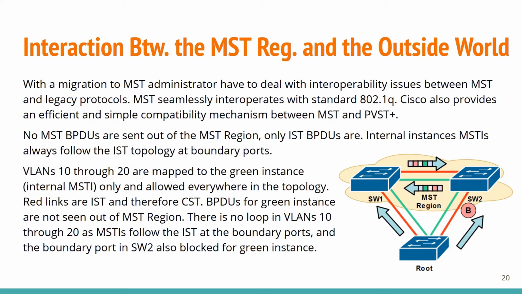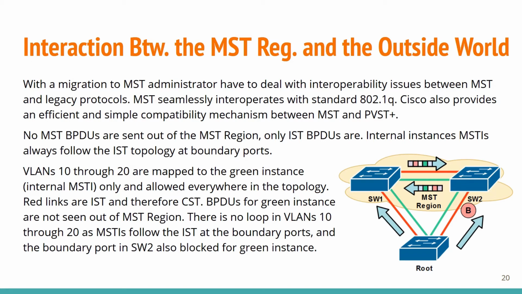So in our example, VLANs 10 through 20 are mapped to the green instance only and allowed everywhere in the topology. So we can see this green instance in the BPDUs which are sent between switches inside the MST region, and for this green instance, all VLANs are allowed on these links between switches. Everywhere they are allowed on all trunks. Red links are IST and therefore CST.